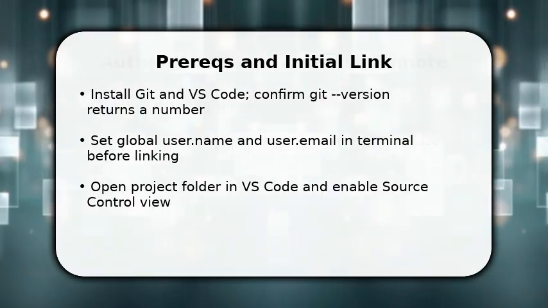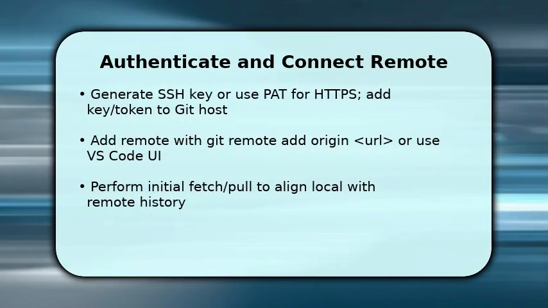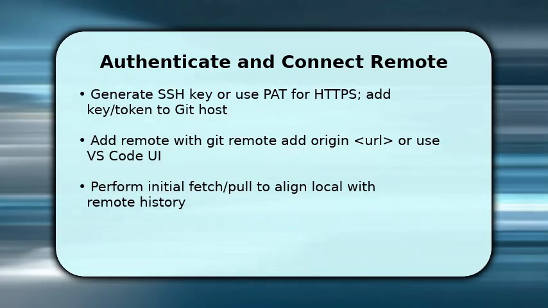Next, authenticate so pushes and pulls succeed without repeated prompts. Create an SSH key pair or a personal access token for HTTPS and add it to your Git host account. This secures access. Once authenticated, add the remote.